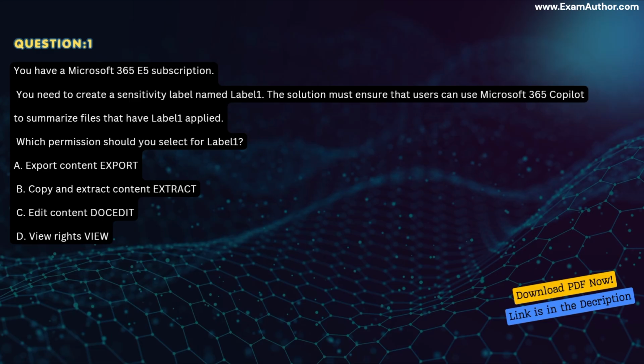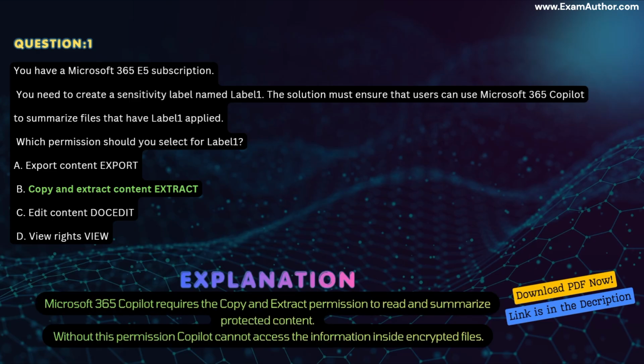A. Export content, export. B. Copy and extract content, extract. C. Edit content, docedit. D. View rights, view. The correct answer is B. Copy and extract content, extract. Explanation. Microsoft 365 Copilot requires the copy and extract permission to read and summarize protected content. Without this permission, Copilot cannot access the information inside encrypted files.